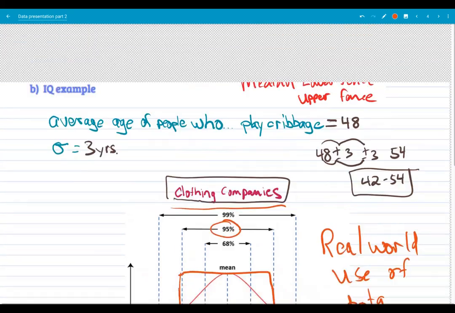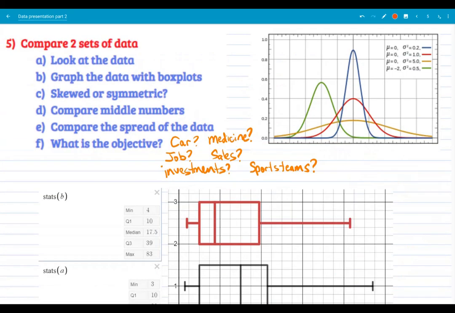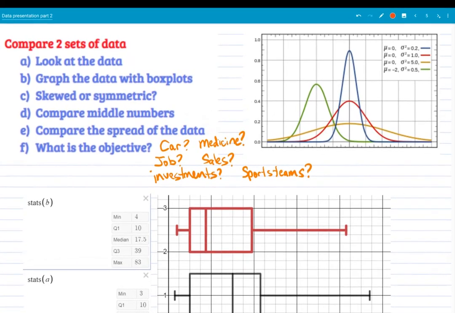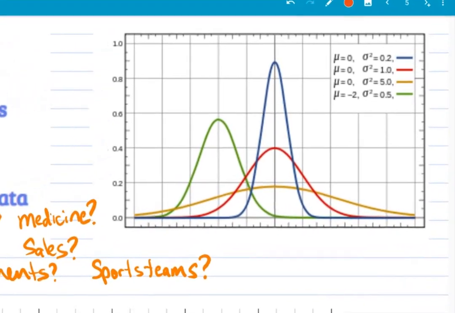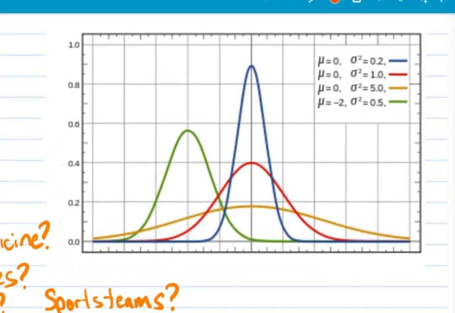Okay. We have one page left, and this is comparing 2 sets of data. When you want to compare 2 sets of data, and we've got this one from a couple pages ago, you want to look at the data. Okay, I can look at the graphs. I can compare all 4 of these. These don't have to be cookies. These could be any sort of information.